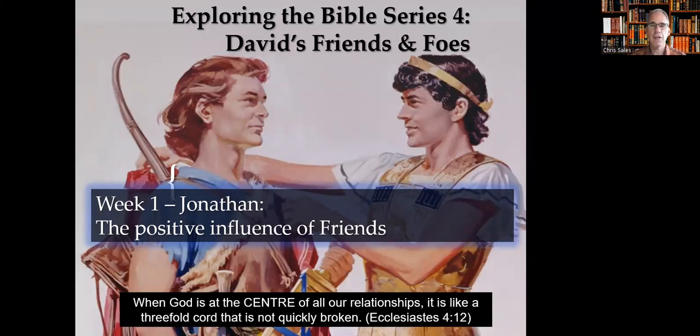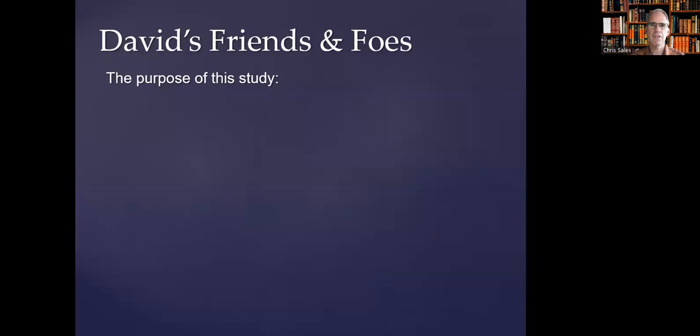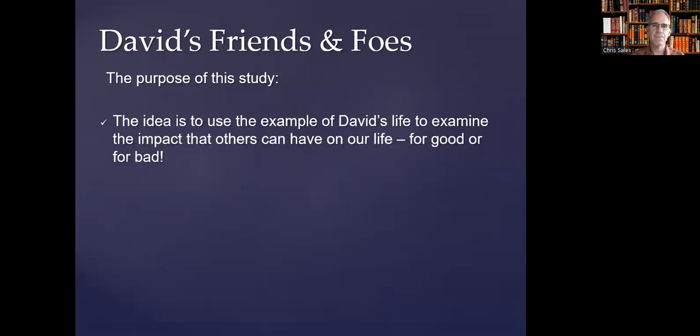This is week 1, and we're going to be looking at Jonathan, perhaps one of the most famous friends in the Bible. And if we were to subtitle this, it would be The Positive Influence of Friends. And probably the key takeaway is that we need to have God at the center of our relationships. And we'll finish up with that at the end of our presentation. Now, just before we get into Jonathan specifically, since this is the first class, we're going to have kind of an overview of what our purpose of this study is, as we explore the Bible in this way.